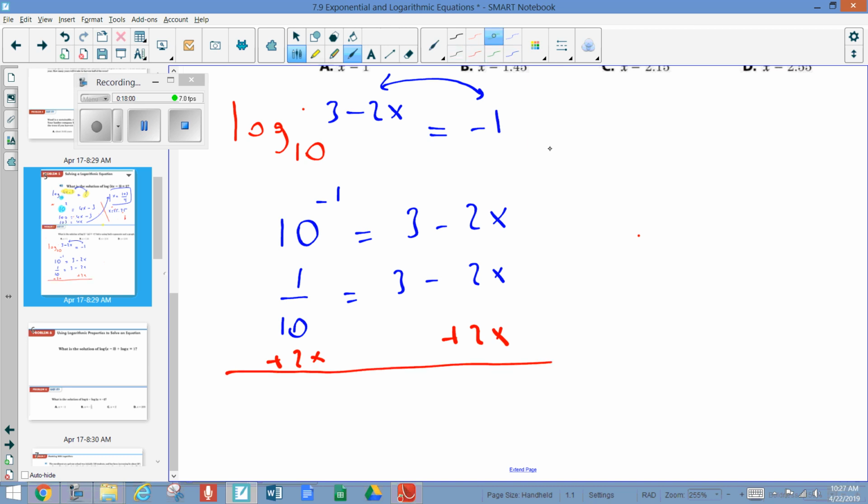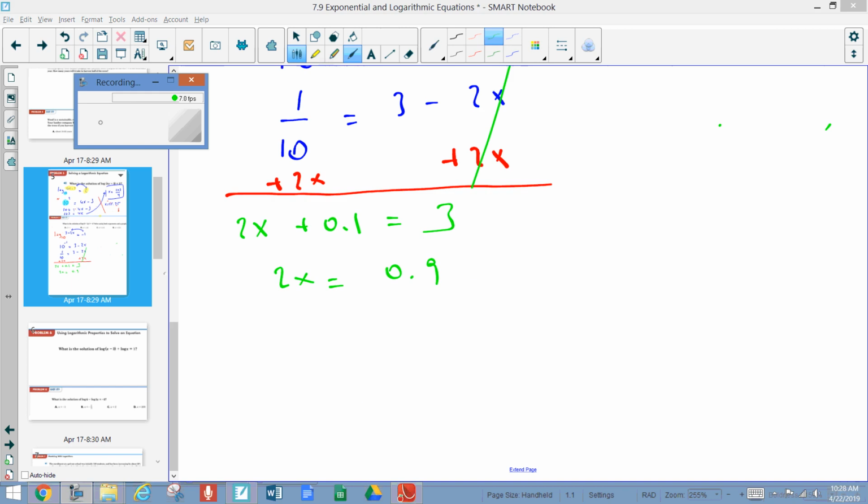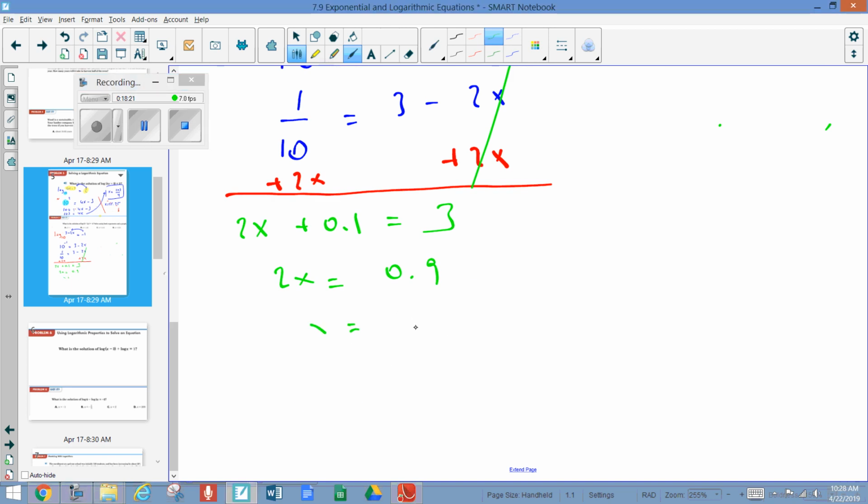So guess what? They cancel out. 2x plus 0.1 is equal to 3. And now, what? We're going to subtract 0.1 from both hand sides and then divide by 2. Yes, thank you. This is 2.9 divided by 2. The answer is 1.45 something. Let me check.